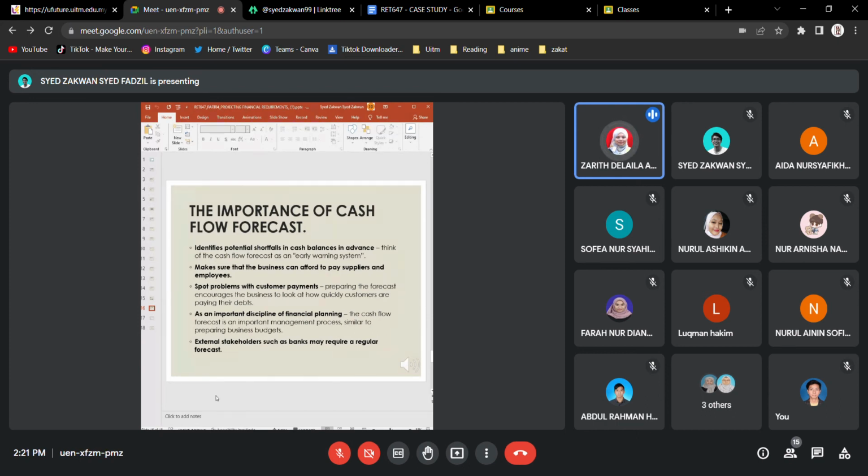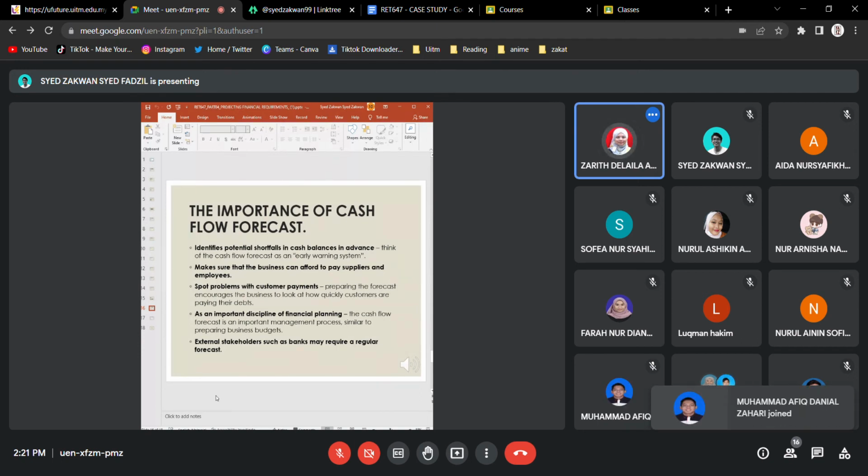So second one, we want to make sure that the business can afford to pay all the suppliers and also the employees. By looking at this cash flow, we can predict whether we have enough money to pay all the suppliers ataupun kita punya staff salary. And then number 3, we want to predict any problem that may occur, especially in terms of the customer payment. So by preparing this cash flow forecast, kita boleh plan how quickly the customer can pay back all their debt.